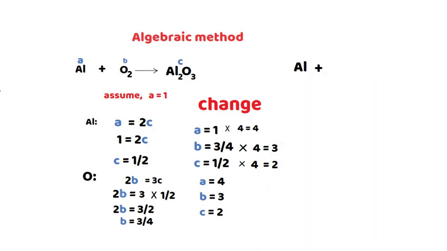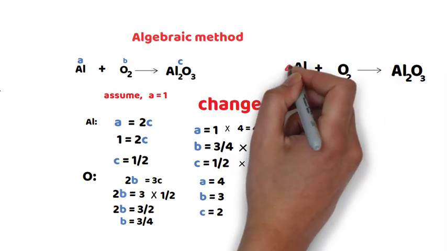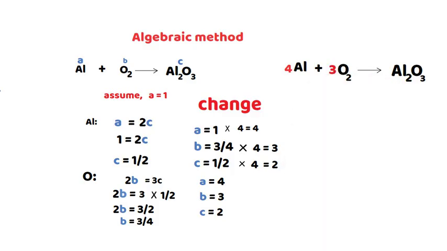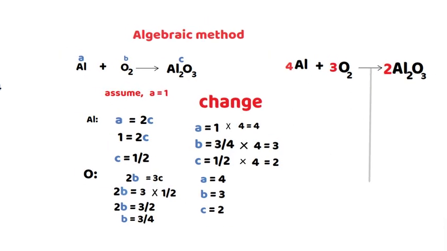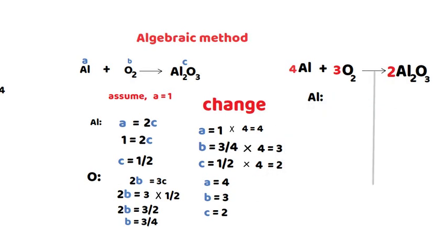Let us write the original chemical equation. Aluminum reacts with oxygen to form aluminum oxide. The coefficient of aluminum is 4. The coefficient of oxygen is 3. The coefficient of aluminum oxide is 2.